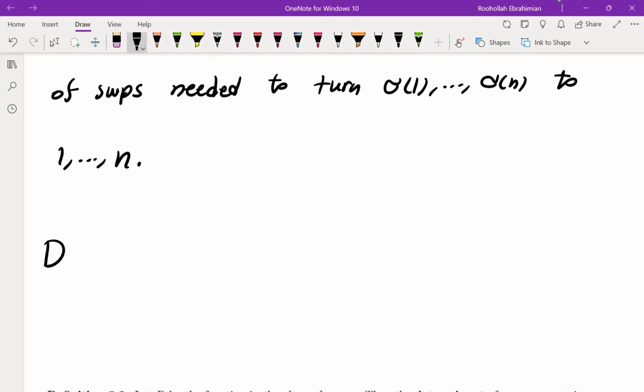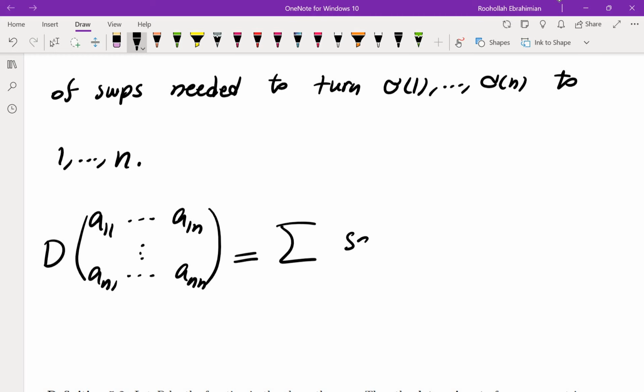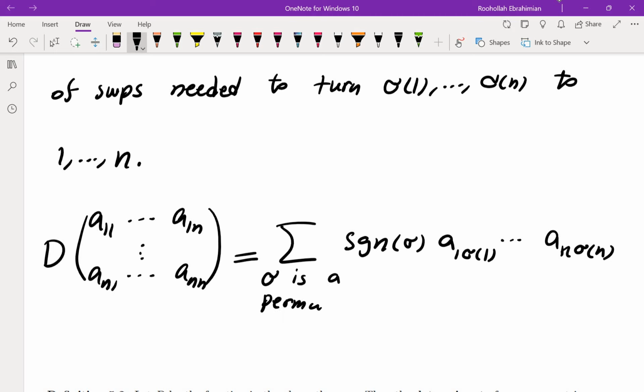Now we can define D. D of A11, A1n, AN1, ANN can be defined as the sum of the sign of sigma times A1 sigma 1 all the way to AN sigma n, where sigma is a permutation of 1 through n. So this is in fact the formula for determinant.